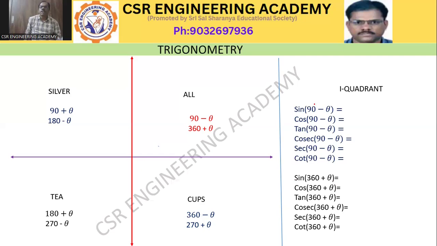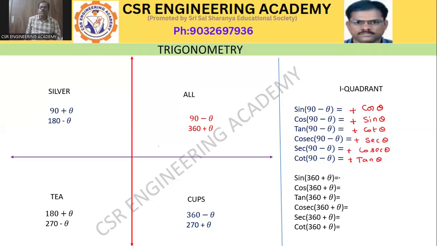Now consider the first quadrant. Here 90 minus theta is an odd multiple. For an odd multiple, the sine function changes to cos: sine 90 minus theta is cos theta, cos 90 minus theta is sine theta, tan 90 minus theta is cot theta, cosecant 90 minus theta is secant theta, secant 90 minus theta is cosecant theta, cot 90 minus theta is tan theta. In the first quadrant, all trigonometric ratios are positive, that is plus, plus, plus, plus, plus, plus.